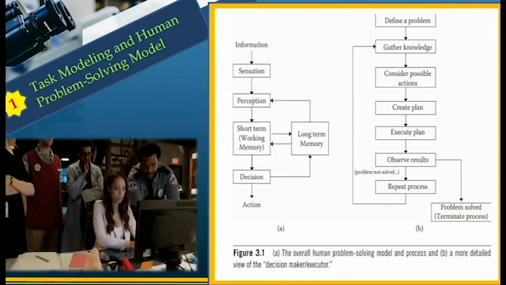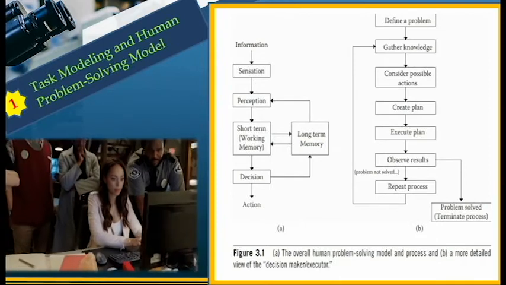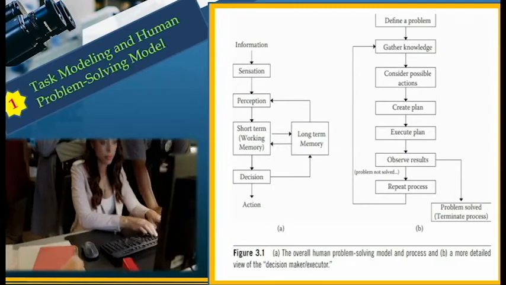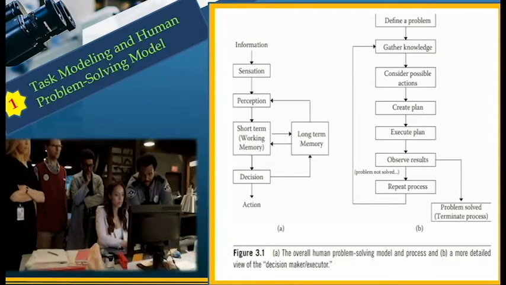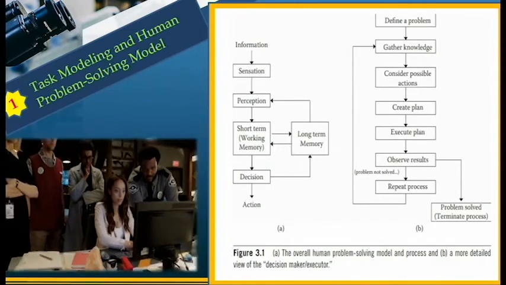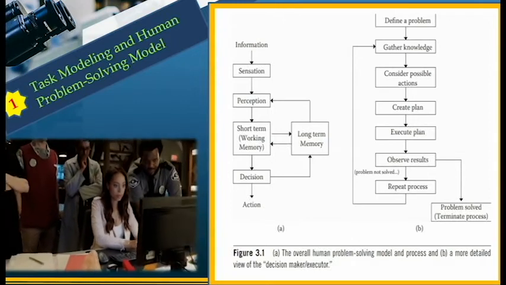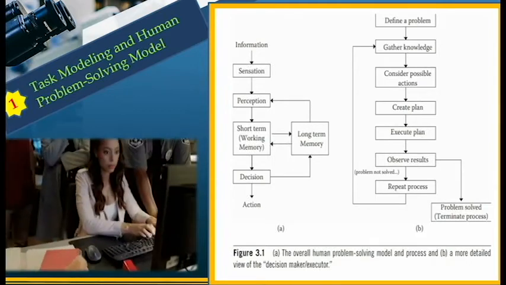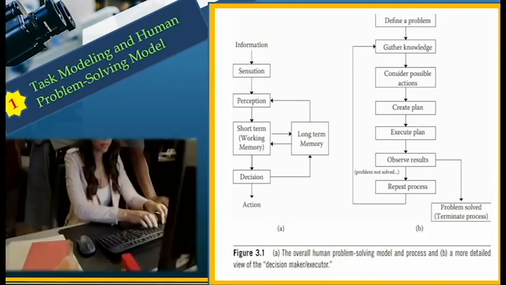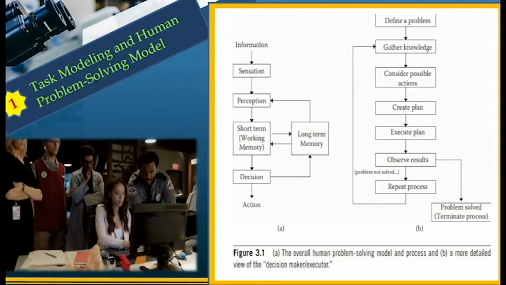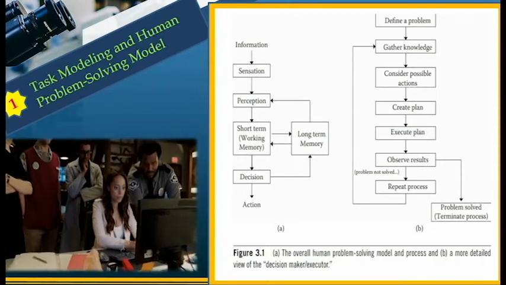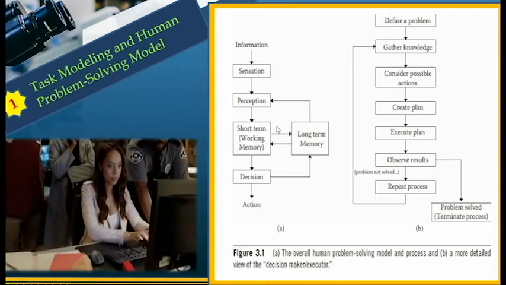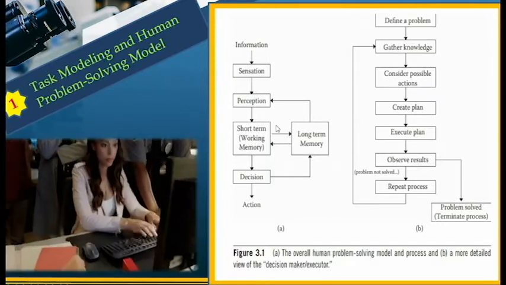Then after the sensation, it goes down to the perception, in which it interprets the raw information from the sensation information. Then it goes down to storing of information to your short and long-term memory. Then after storing, it decides or executes on the information. Once it has decided, it goes to take the proper action. So that is the overall human problem solving model.